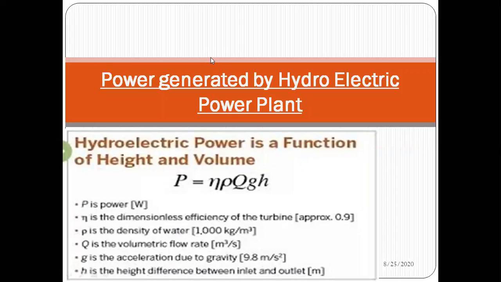Rho is the density of water, and this density is always fixed, that is 1000 kg per meter cube.